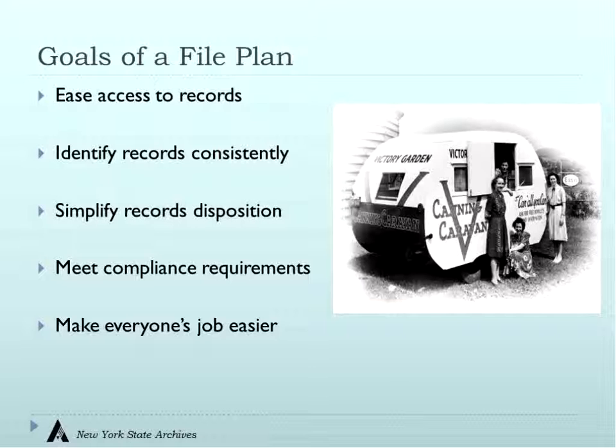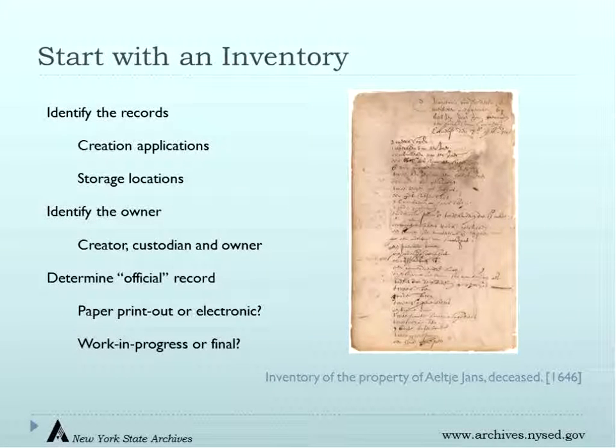So in order to identify the unstructured records and manage them, you really should start with an inventory of all your electronic records. The inventory is going to tell you what records you have, where they're stored, who's the official owner of the electronic records, for example, who created them or who maintains them, and who manages the records and how they're managed.